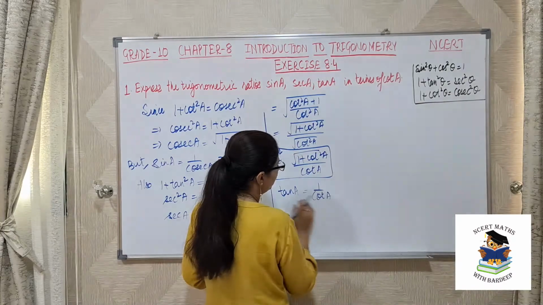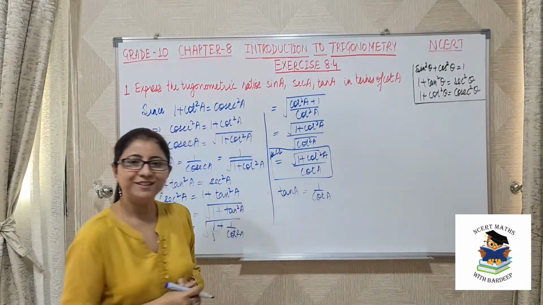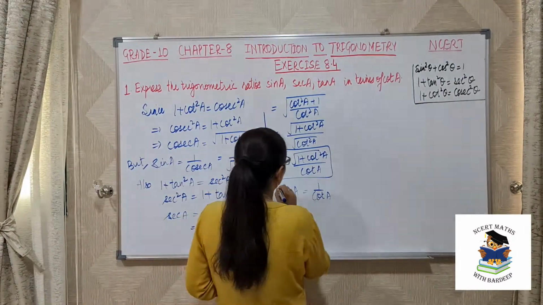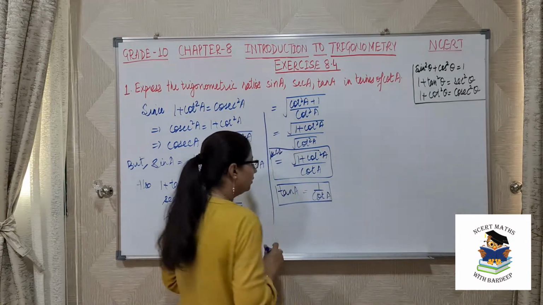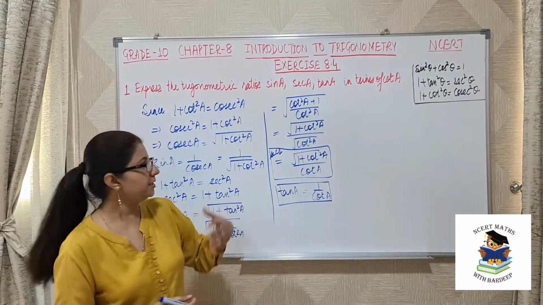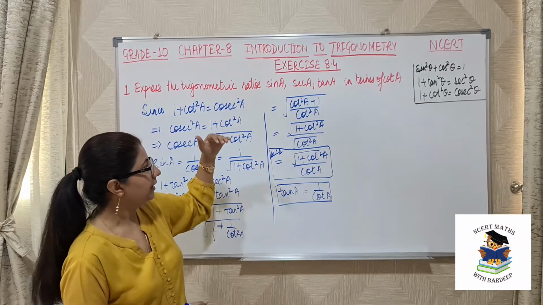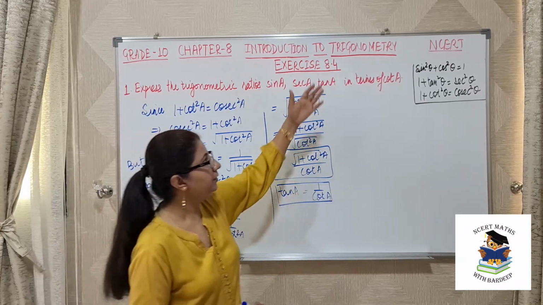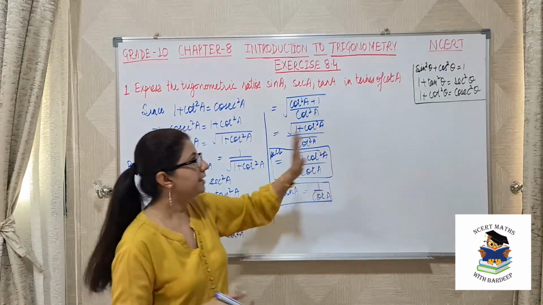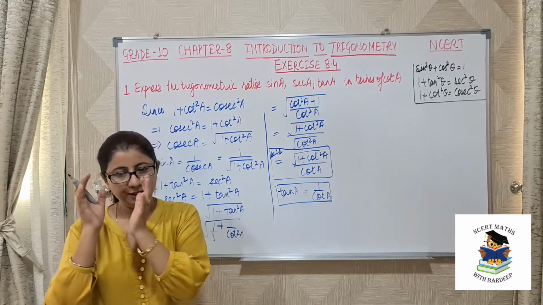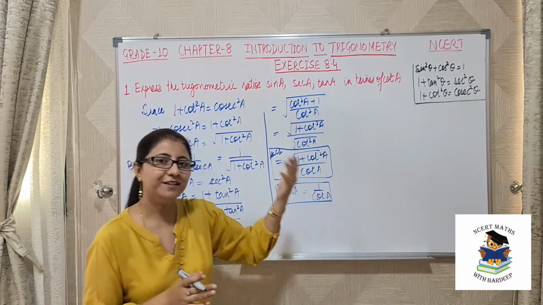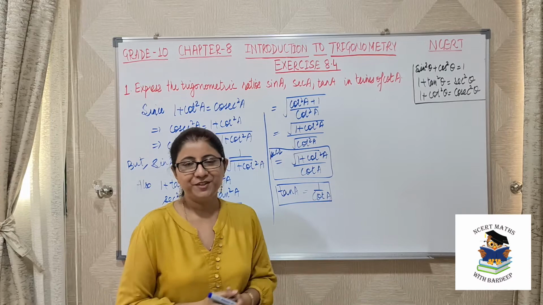So tan A is also expressed in terms of cot A. Okay, so I hope you understood how to solve this type of question. Simply, whatever is required, we will use from our given identities and see what is the relationship between that trigonometric ratio and other ratios. So this is our first question.